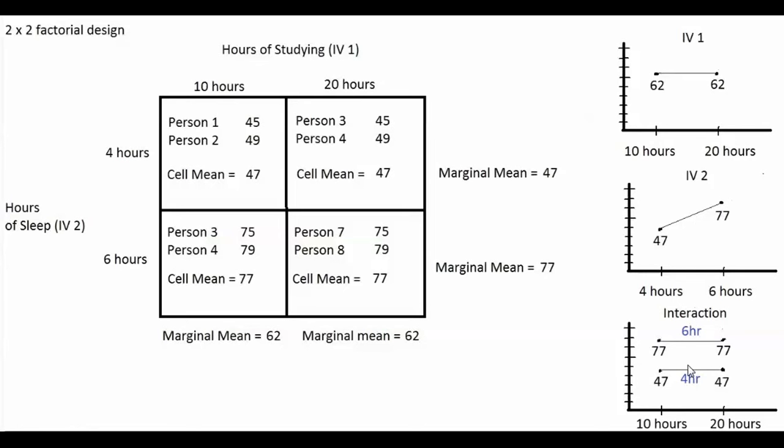In this third graph that's showing the cell means, we can look at whether there's an interaction. The 2 cell means in the 4-hour row are both 47. They're both equal. And in the 6-hour row, the 2 cell means are both 77, so they're both equal. Since these 2 lines are parallel, there's no interaction between the 2 independent variables.